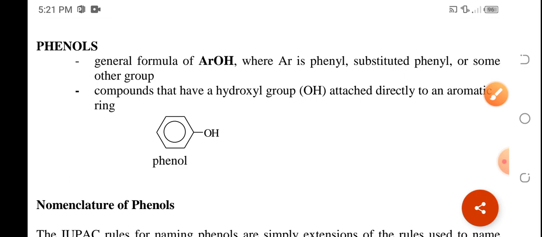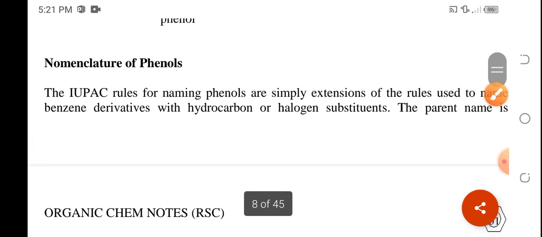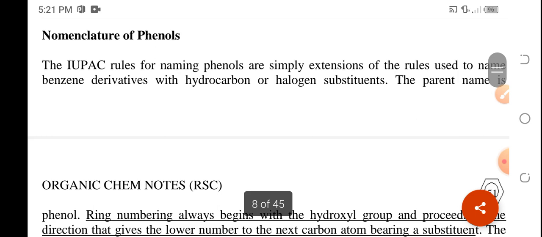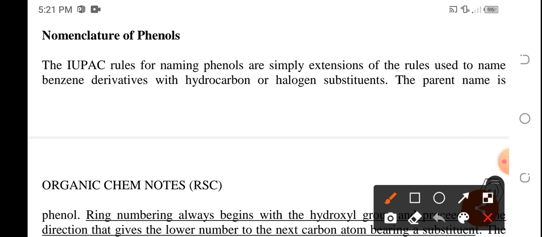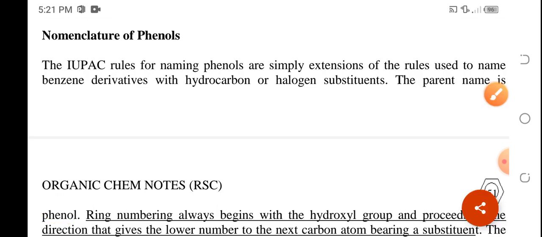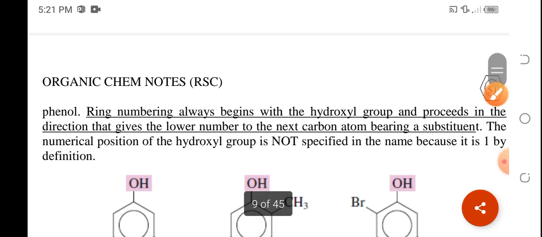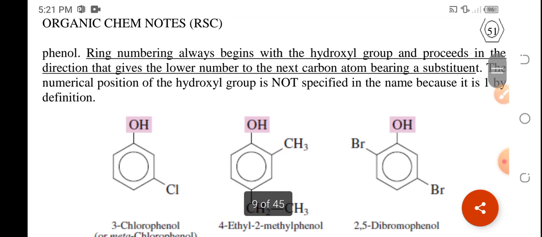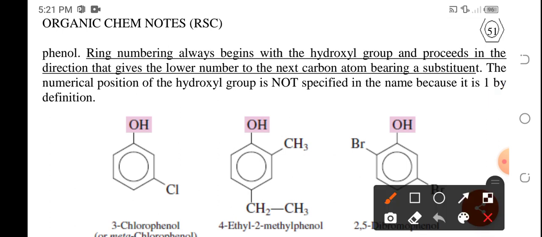Okay, so how do we name phenols? So we have to come up with the parent chain, which consists of the benzene ring and the hydroxyl group, and that is collectively known as the phenol. So we are just going to know what are the substituents that are being attached on the benzene ring or other substituents attached to the benzene ring.